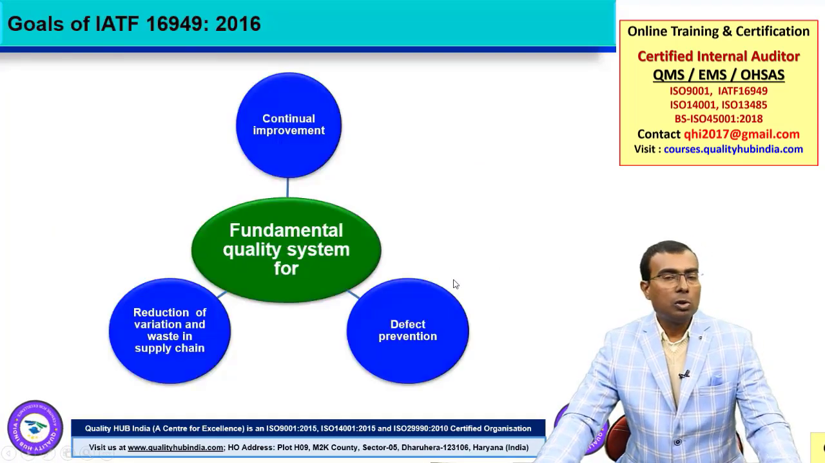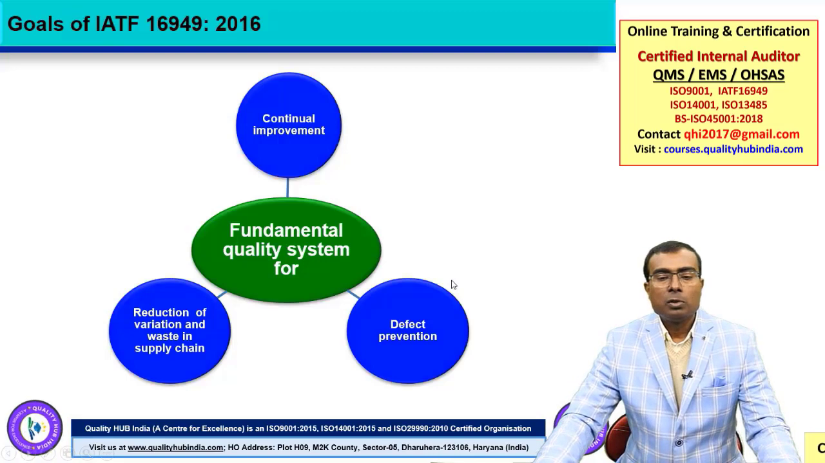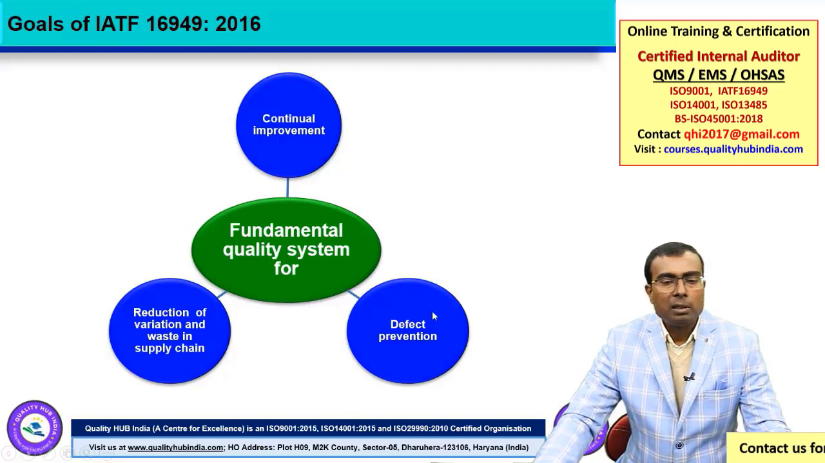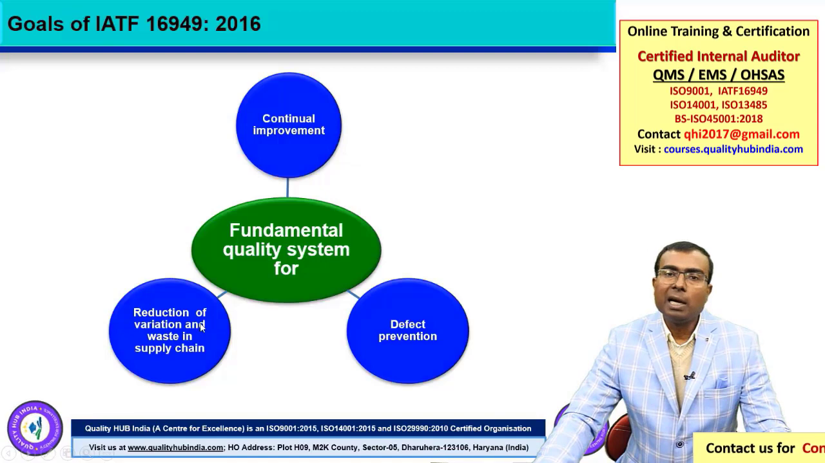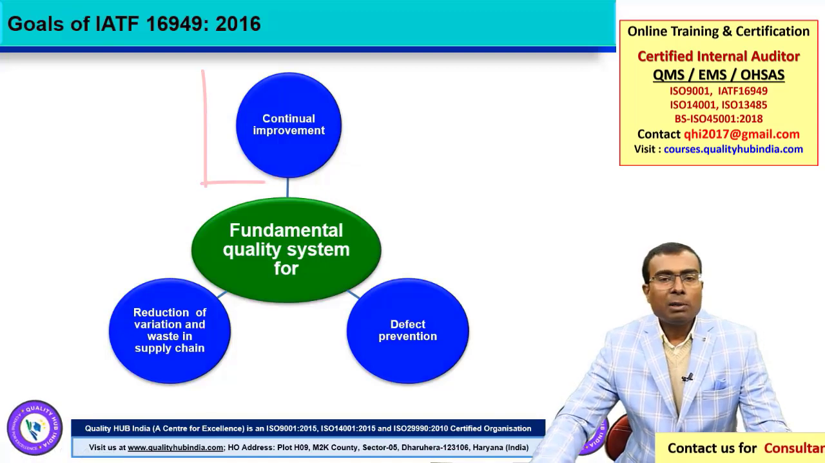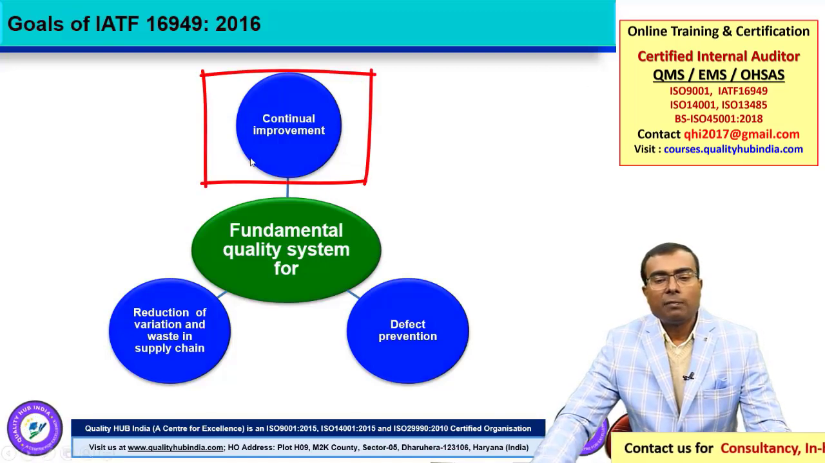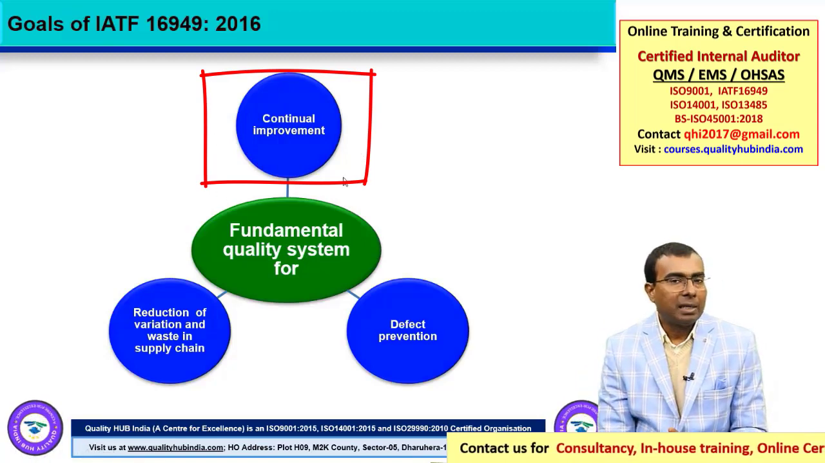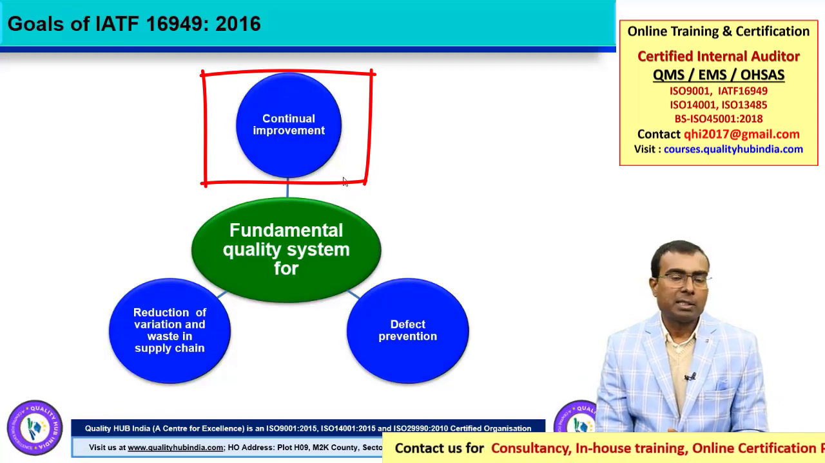Now talking about the goals of IATF 16949, primarily there are three goals and there are no changes in the goals. In fact, all these three goals were earlier there in ISO TS as well. The same goals remain in IATF 16949. The first goal talks about continual improvement. So continual improvement in what? Continual improvement in processes and practices prevailing in the organization.